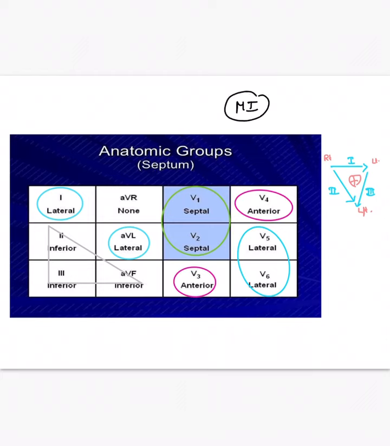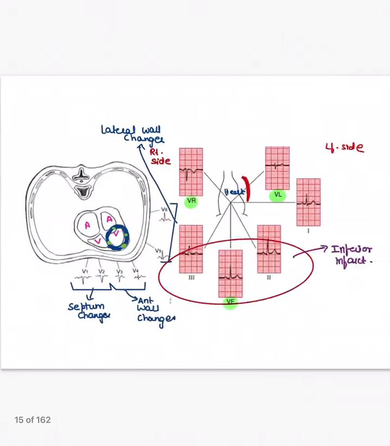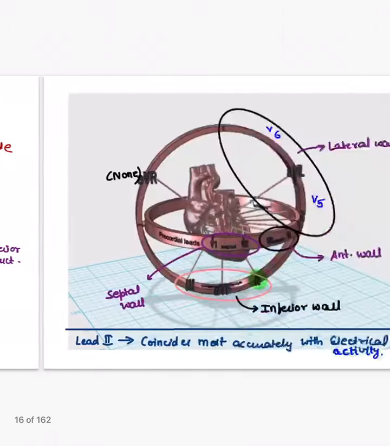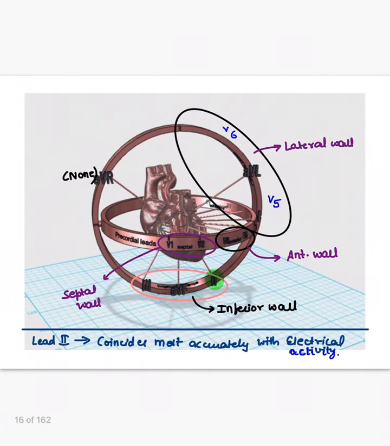So where is the location of the MI? We need to remember which are the septal group, the anterior group, the lateral group, and the inferior group. Remember AVR is none because it does not indicate anything. I have a 3D diagram which I'll be showing you. This is basically the 3D diagram. Try to see that the heart is in between.